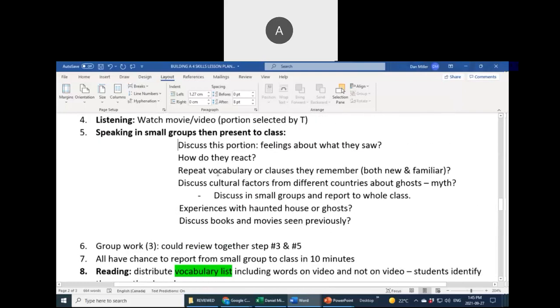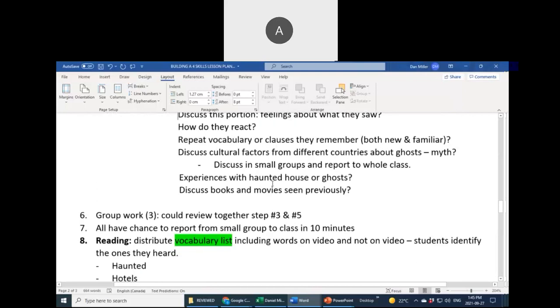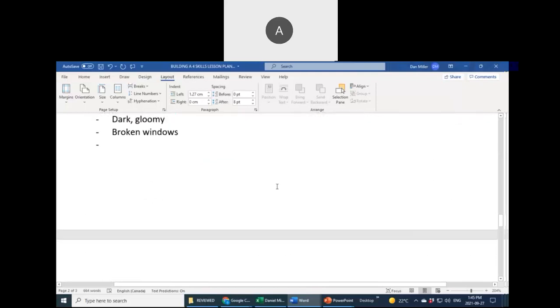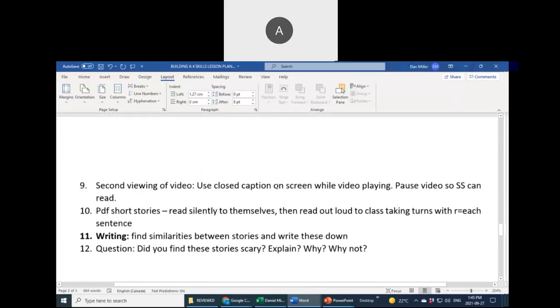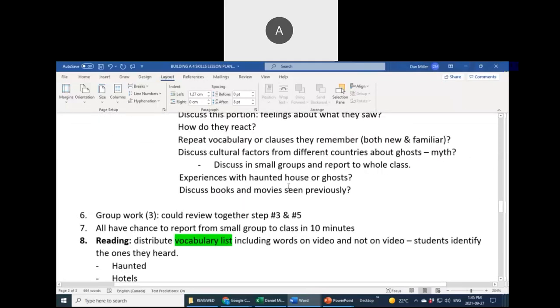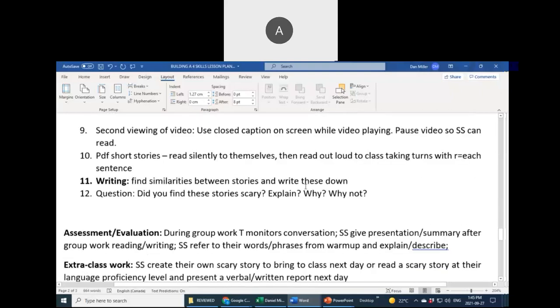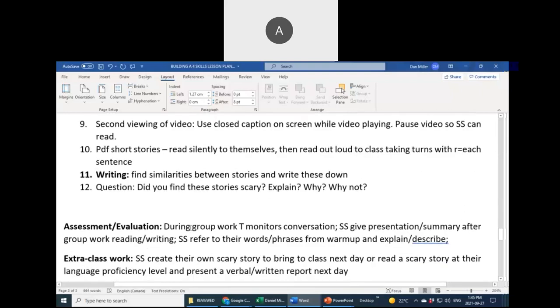So, any questions at this point in time? While they are speaking about the questions that we have already mentioned, should there be any kind of correction about fluency or accuracy, or are they just talking? Well, that would come under the area of assessment or evaluation. During group work, the teacher is monitoring conversation.